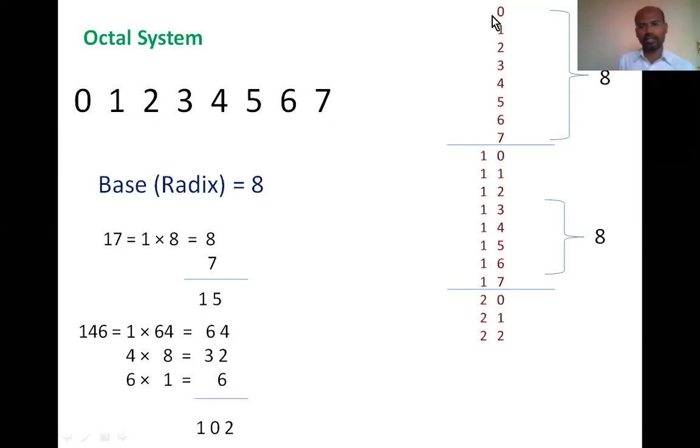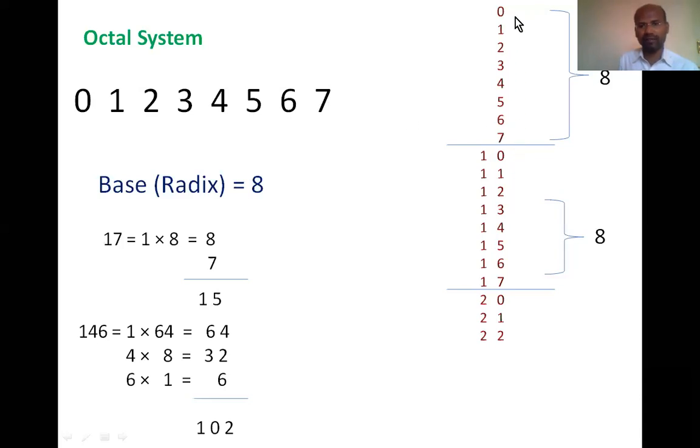First we begin with 0, symbol 0 for the first apple. For the next apple 1, for the next apple 2, for the next apple 3, for the next apple 4, for the next apple 5, for the next apple 6, for the next apple 7. Now what is the next count? Do you get 8? No, because symbol 8 is not present in the octal system.